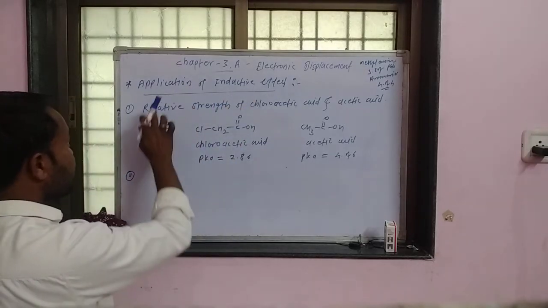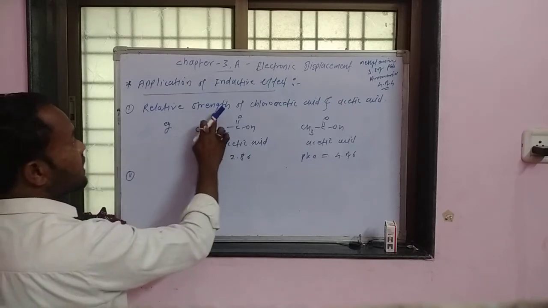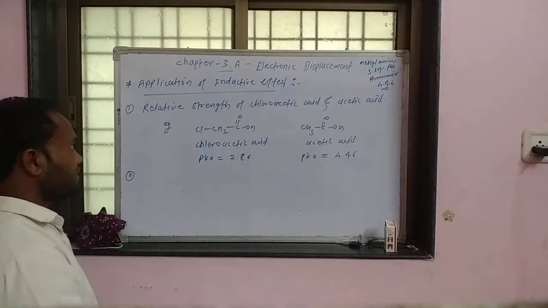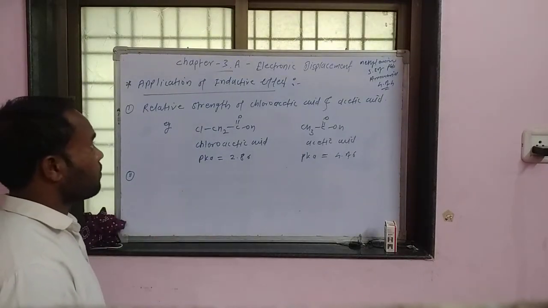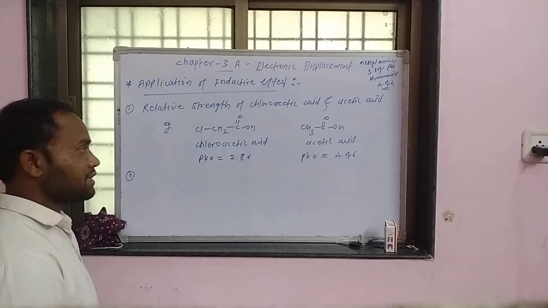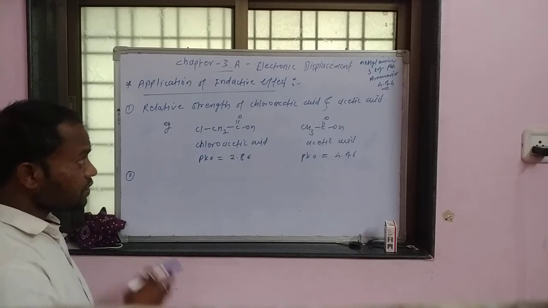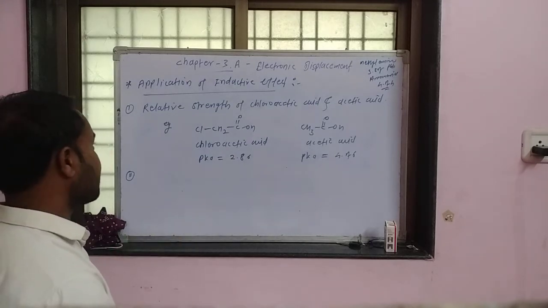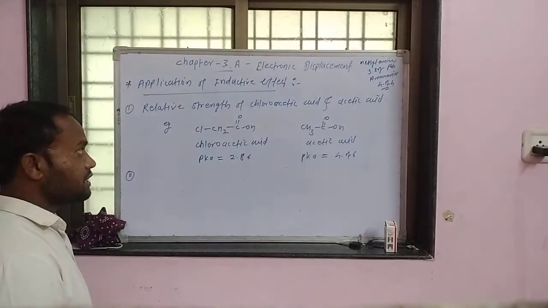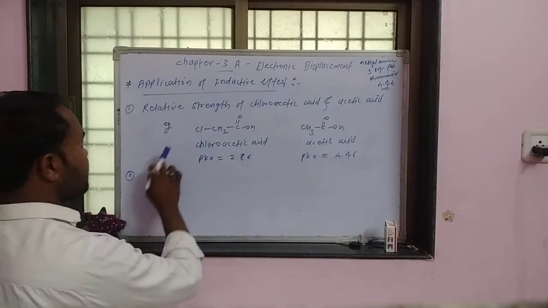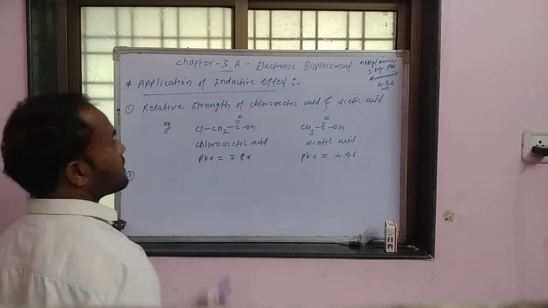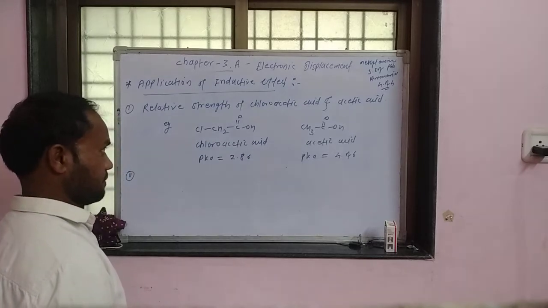There are three applications of the inductive effect. First is the relative strength of chloroacetic acid and acetic acid. Second is formic acid and acetic acid, and third is the relative strength of methylamine and ammonia. Now, the first application, explained: the relative strength of chloroacetic acid and acetic acid.